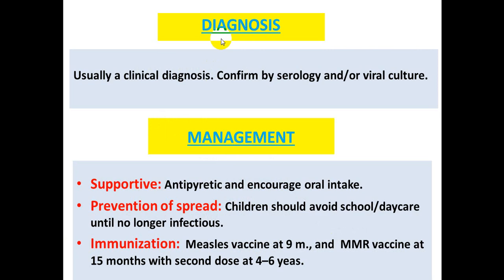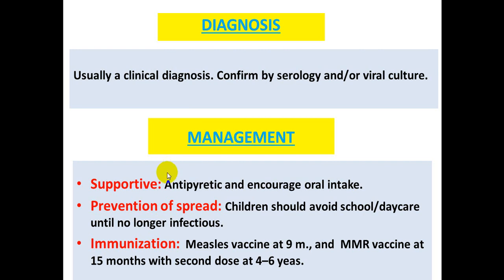Diagnosis. How to diagnose these 3 diseases? These are viral diseases and usually diagnosed on a clinical basis and rarely confirmed by serology or viral culture may be required. But usually the diagnosis is a clinical diagnosis of these 3 viral diseases: measles, mumps, rubella.